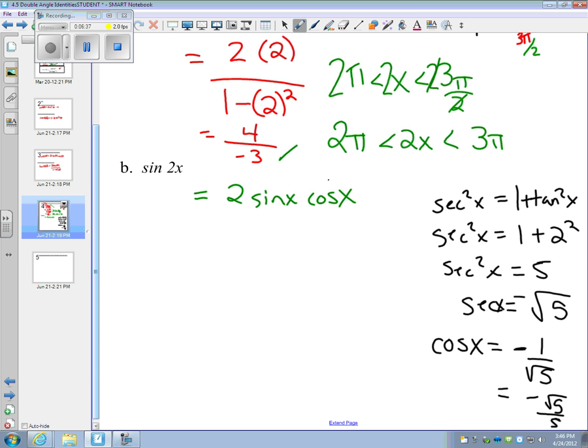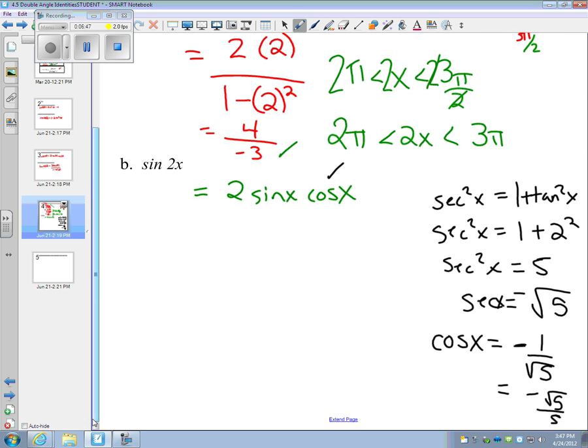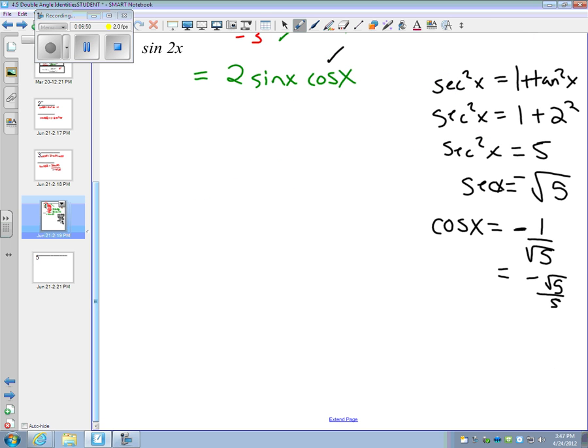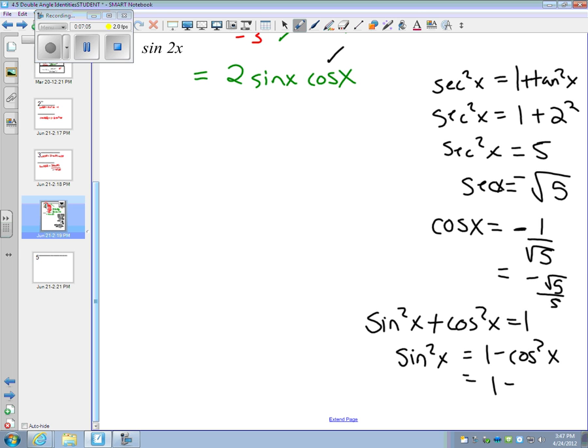Okay, so I have cos x. Now I need sine x. How do I get sine x if I have cos x? I'm going to say sine squared x plus cos squared x equals 1. Okay, I'm just going to do it all over here. So sine squared x plus cos squared x is equal to 1. I'm trying to figure out sine. Well, cos squared x is just negative root 5 over 5, all squared.